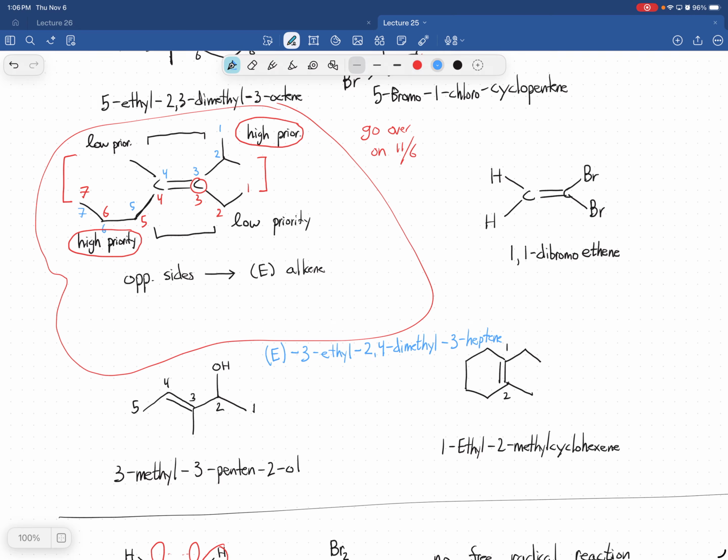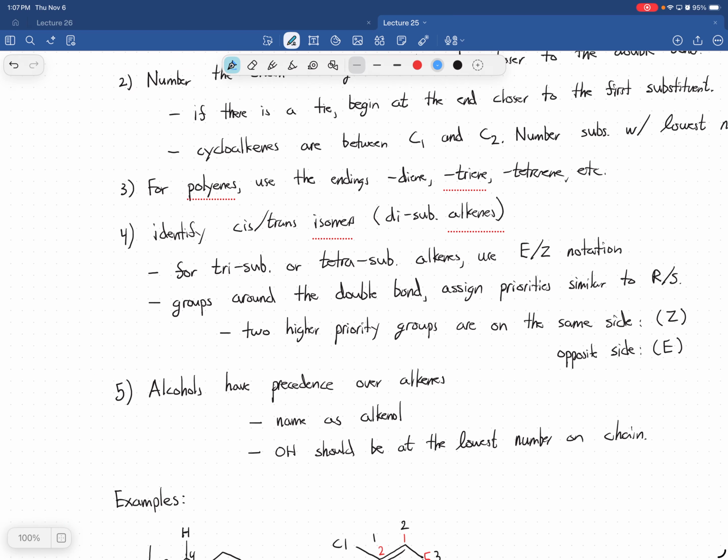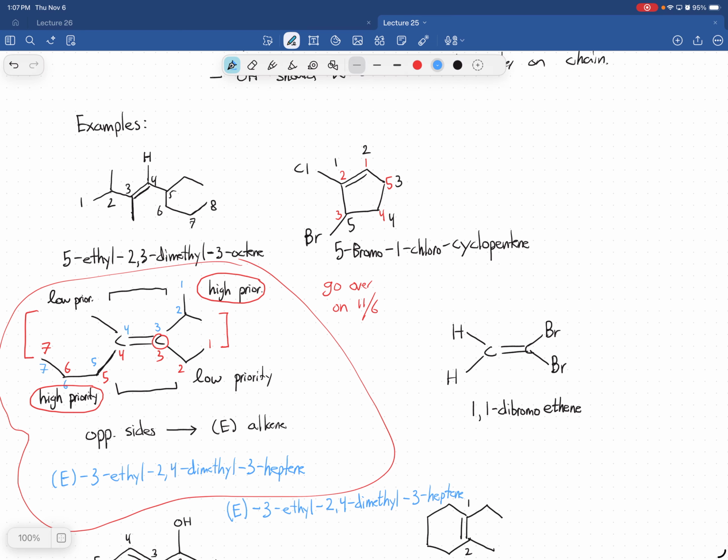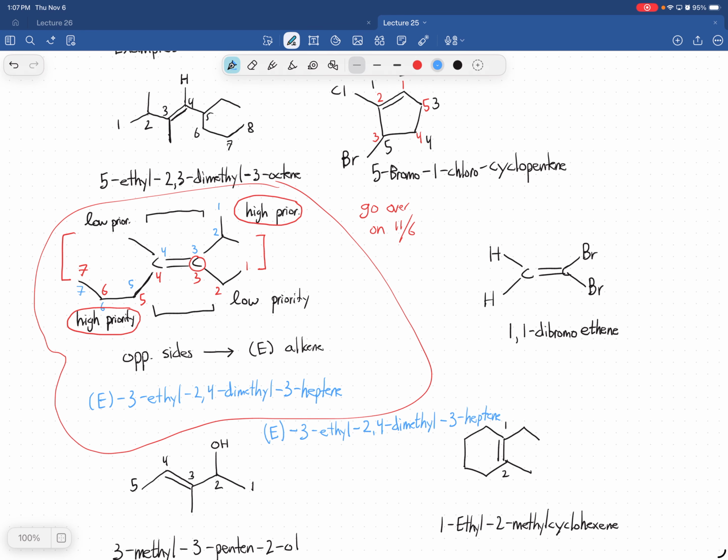I'm going to write in blue, so you can see my blue numbering here. E-3-ethyl. This is the 3 position, 3-ethyl. Sorry about that. 2,4-dimethyl. If we name it this way, we have potentially four substituents, so it's better to name it this way. And then diheptene. This was from last lecture, about the second page when we scrolled down. I just want to clarify that.